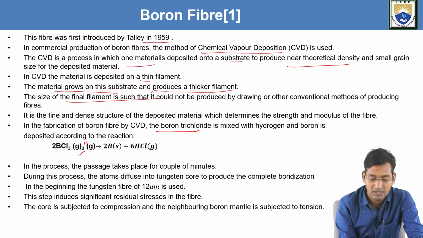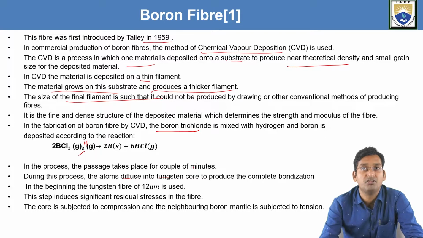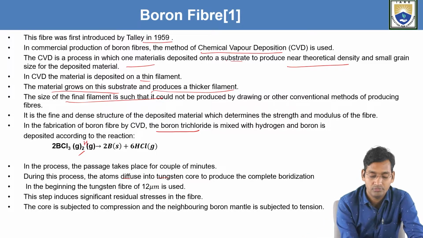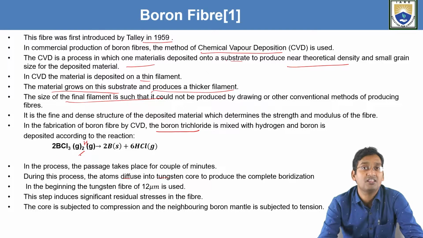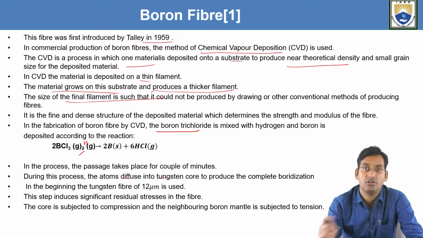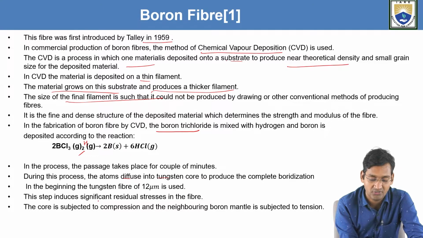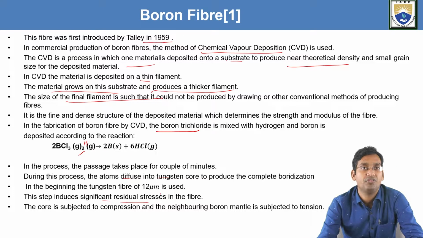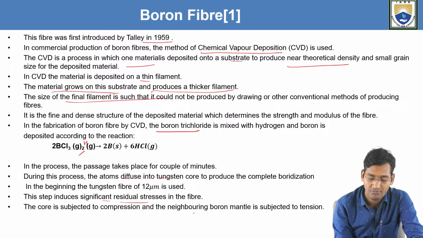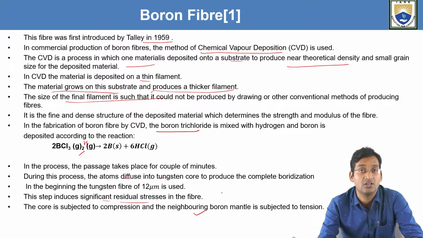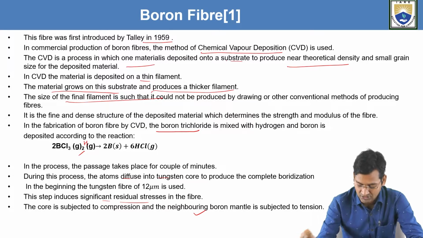So in this case, the tungsten is diffused to produce complete boridization. Not hybridization, sorry, it is boridization, meaning the process of boron formation. In the beginning, a tungsten fiber of 12 micrometer is used. This step induces significant residual stresses in the fiber. The core is subjected to compression and the neighboring boron mantle is subjected to tension.